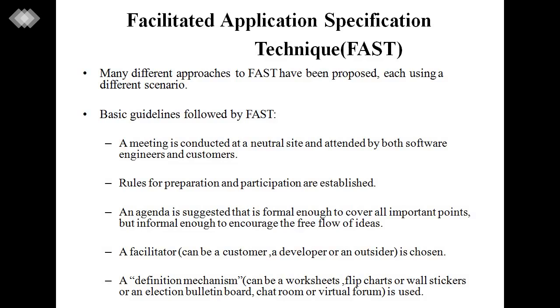So, a definition mechanism, which can be a worksheet, flip charts, wall stickers, electronic bulletin boards, chat room, or virtual forum, is used. So these are the guidelines followed by the technique FAST.